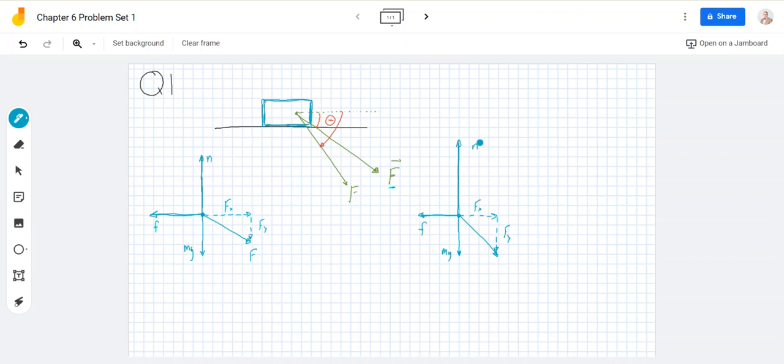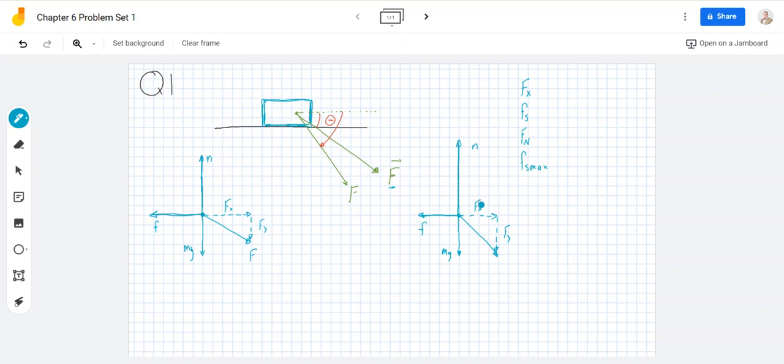So let's see what they're asking for here. They want to know what happened to the F in the x direction. They want to know what happened to the static frictional force. They want to know what happened to the normal force. And they want to know what happened to Fs max. That is the maximum static friction.